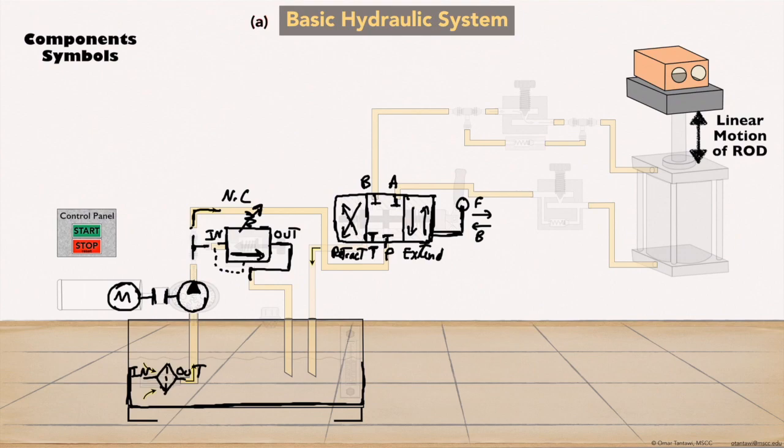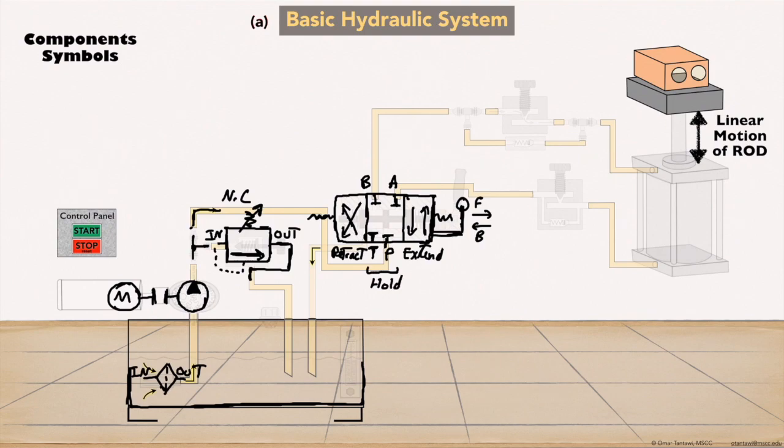When the handle is in neutral, the spring force at the ends will take over and push the plunger to the center, so I'll end up with a blocked, which is also called a hold position.